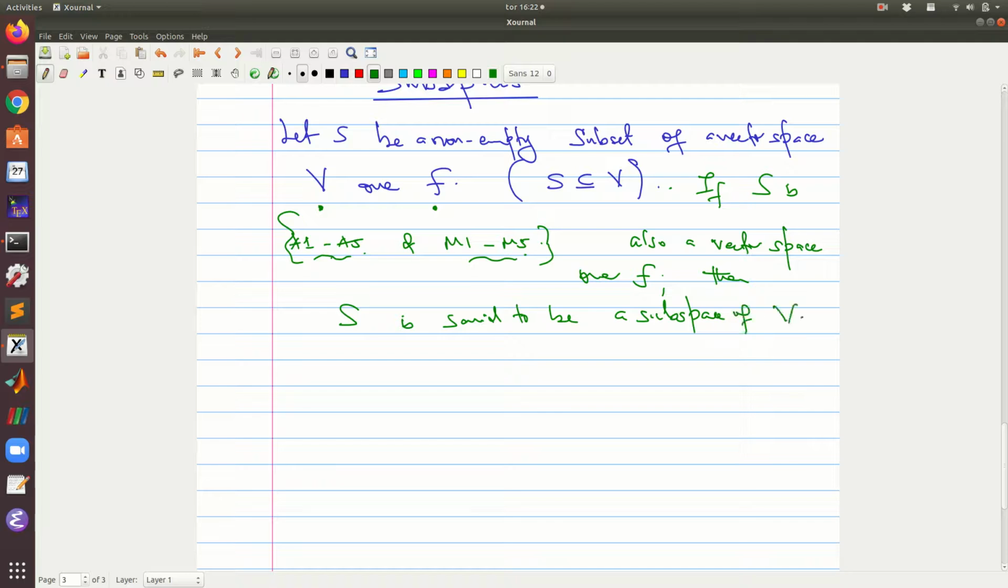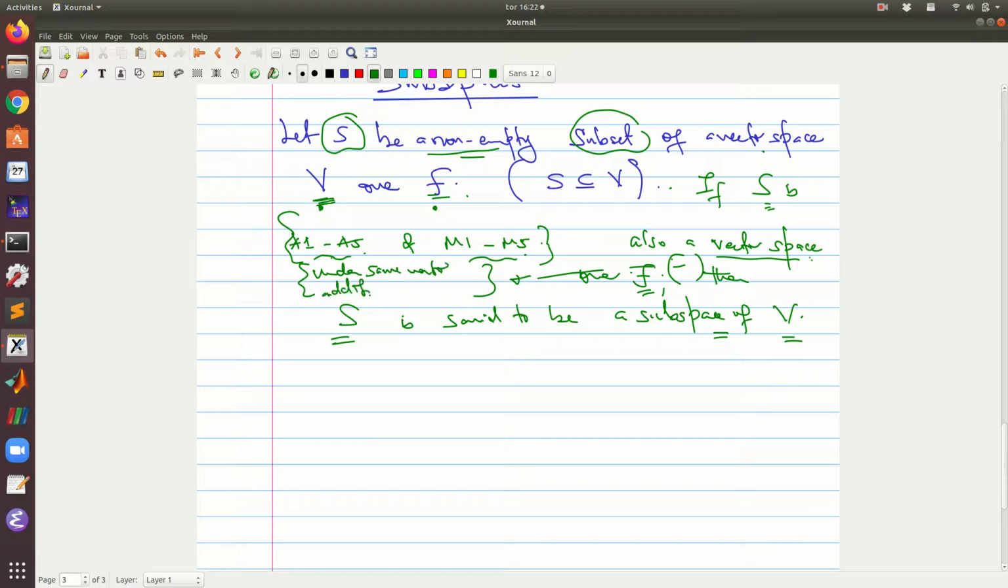subspace of V. In other words, S is a non-empty subset of a vector space V, and this vector space V is over F. So if S is also a vector space over F under the same vector addition and scalar multiplication, then S is said to be a subspace of V.